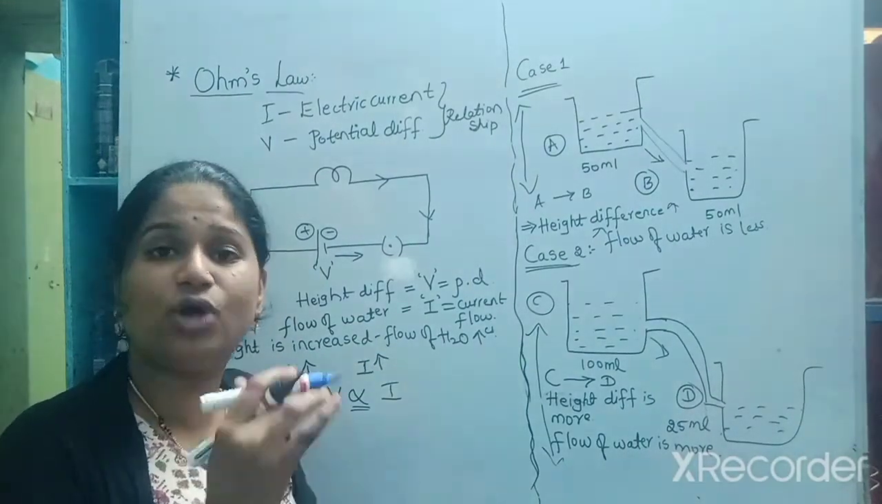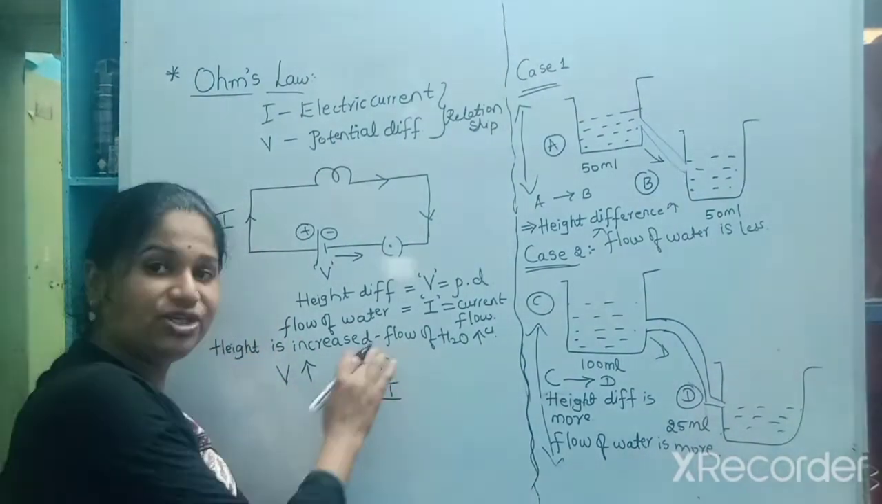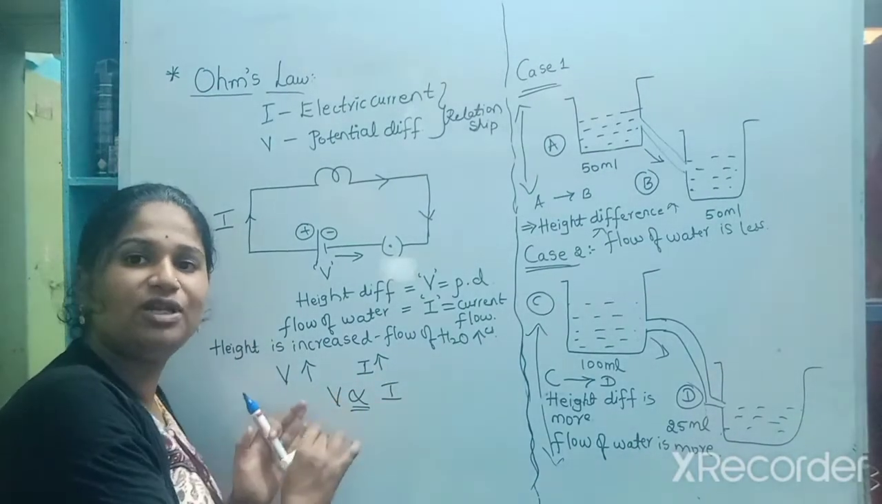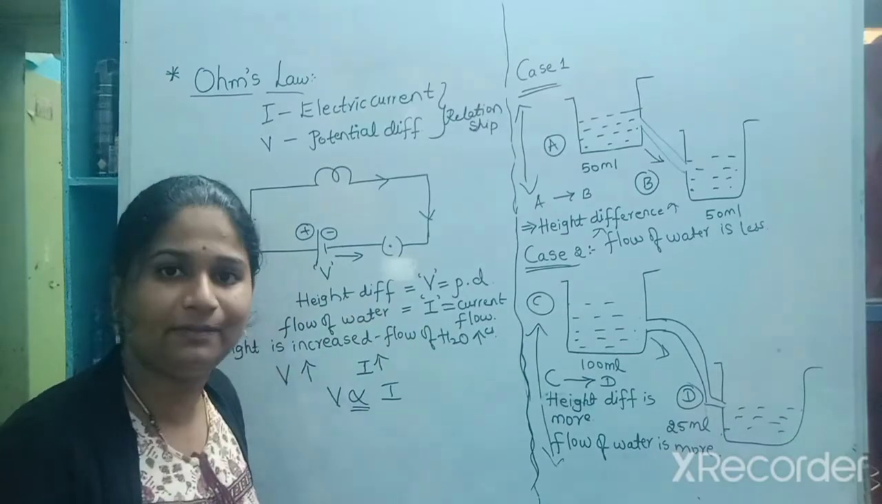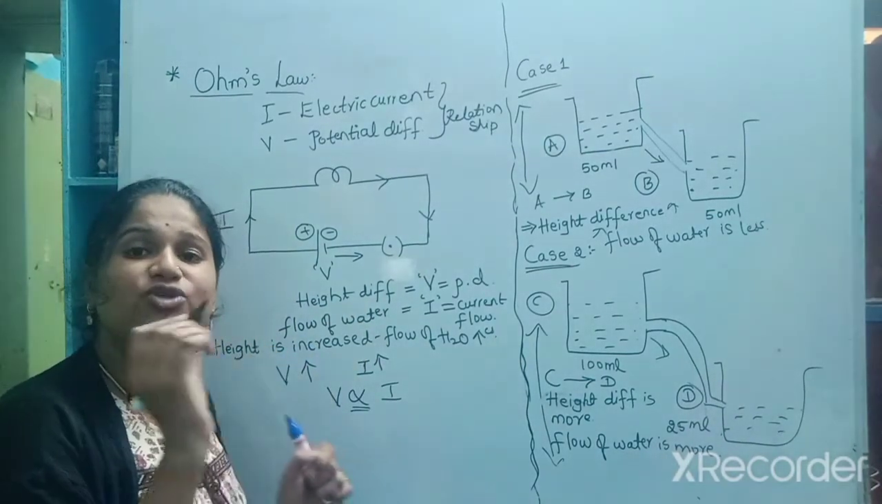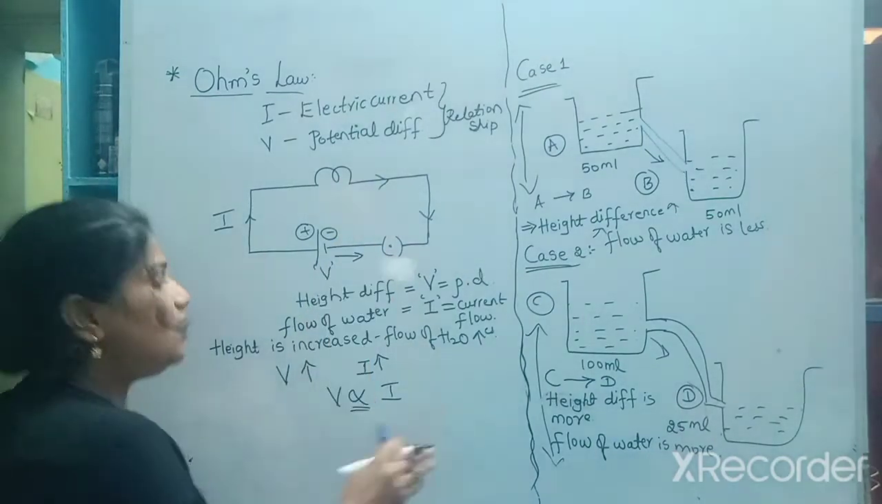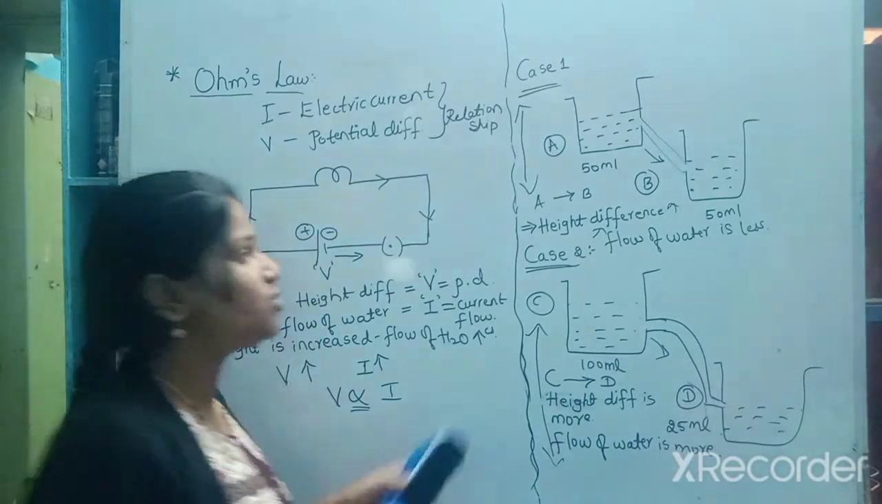When the temperature is not constant, then the current changes. So this law is not applicable, and this statement will not be right at that time. So for that, temperature should remain constant. So by all this we can state Ohm's law as follows.